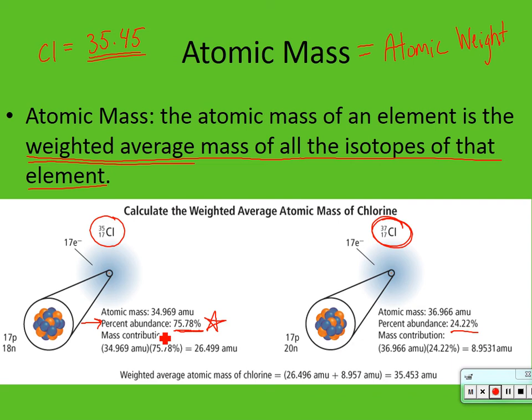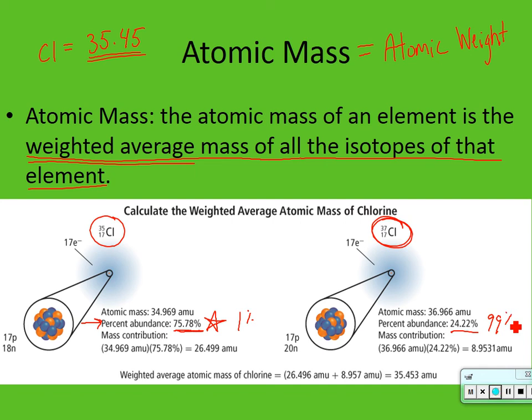Now, it's not, but say it was this: 1% was chlorine 35, and say 99% of it was chlorine 37. What would the atomic weight of chlorine be?